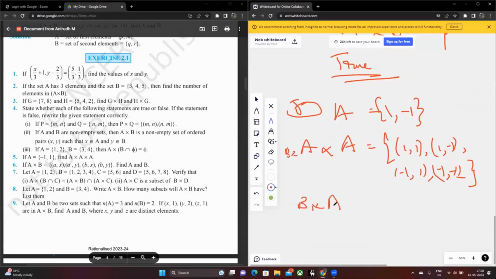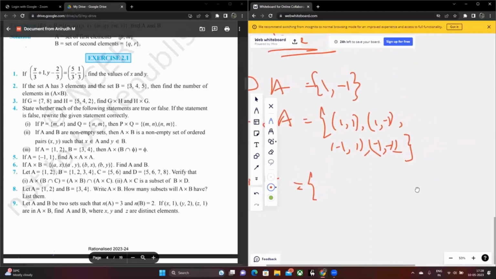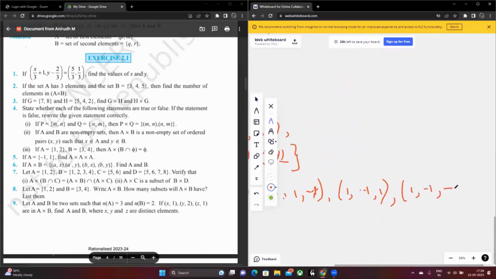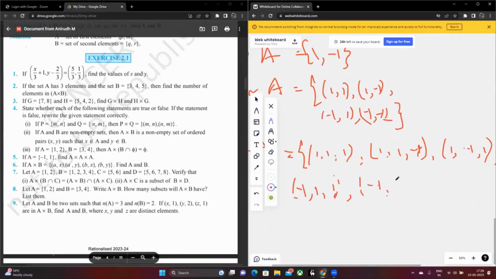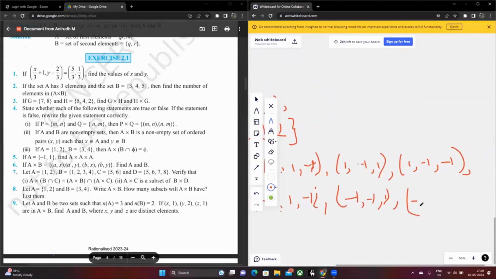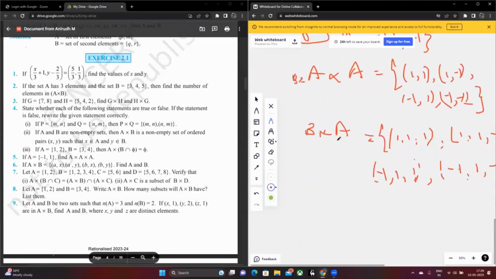Now B cross A is going to be the required product A cross A cross A, which is basically this cross A. Then you get each of the four pairs paired with 1 and with -1. You have this set of 8 elements here. That is A cross A cross A.